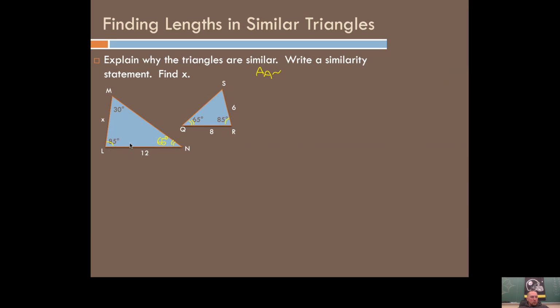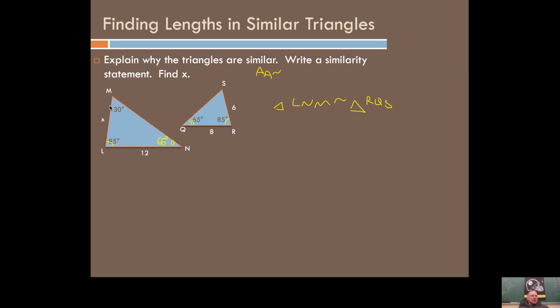Write a similarity statement. All right, we'll go 1 to 2 to the 30-degree angle. So we'll call this triangle L and M. It's similar to this triangle. We're going from 1 to 2 to the 30-degree angle, RQS. The order matters.